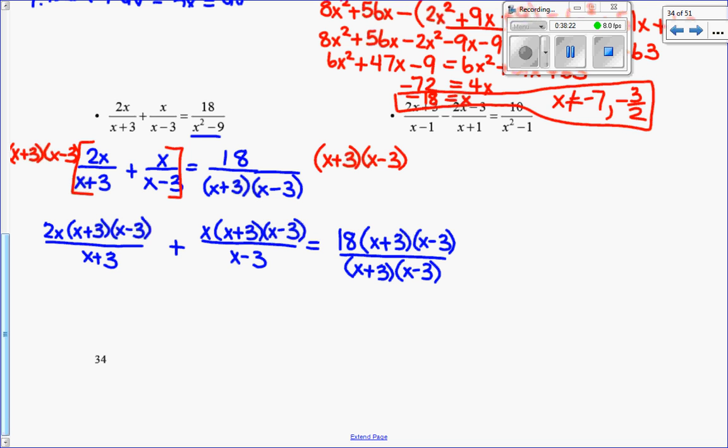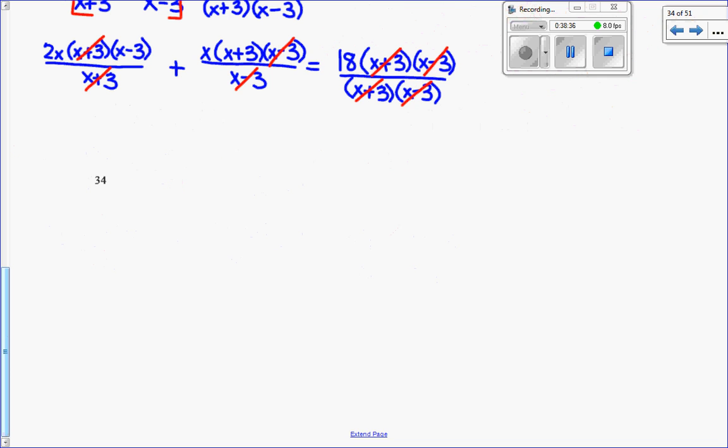Okay, now the fun part, x plus 3 cancels each other out, x minus 3 cancels each other out. And when I do that, I've gotten rid of my denominator. So now on the top, I have 2x times x minus 3 plus, oh good, then we won't run into problems, remembering to distribute that negative sign, plus x times x plus 3 equals 18.